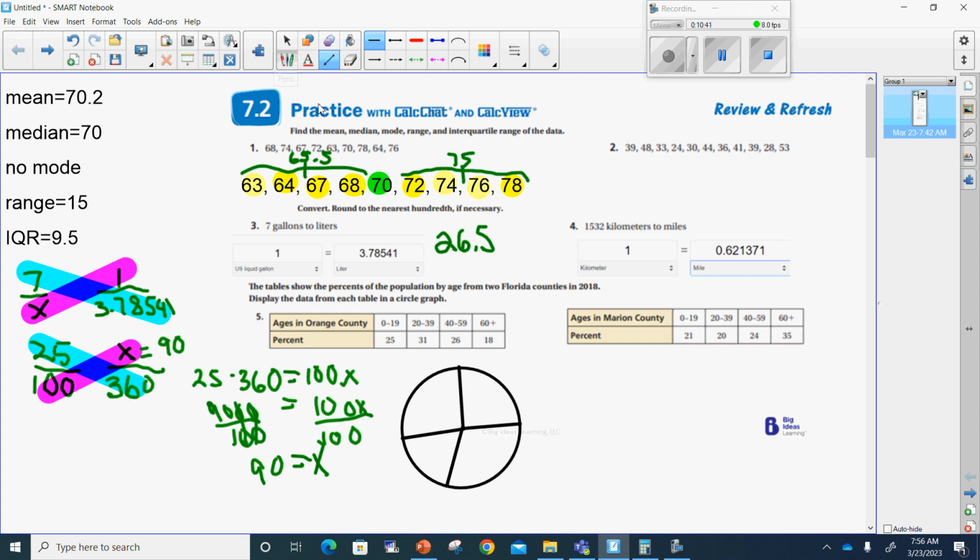And now I can label everything. I can put this at 31, that would be the 20 to 39-year-olds. I could put this one at 25. I could put this one at 26. And I could put this one at 18. And now I've got a circle graph that shows all the different age groups by percent in a circle.